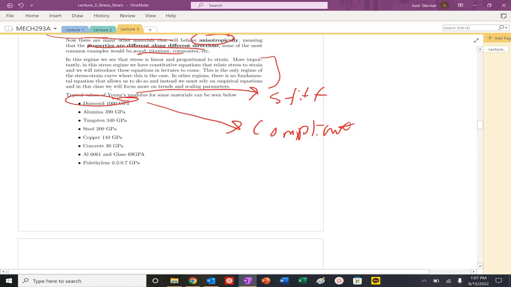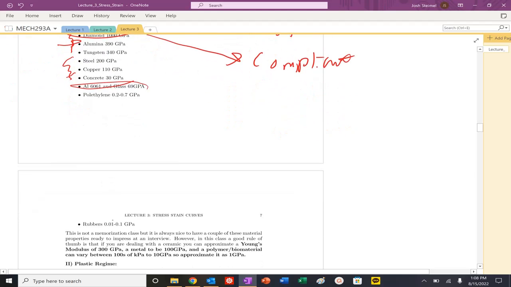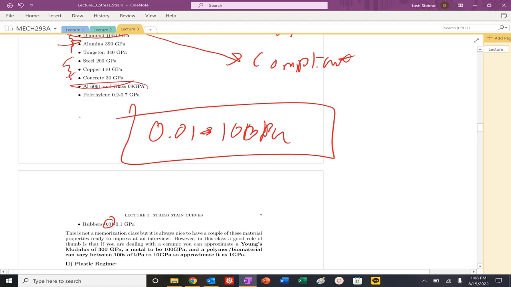So you see diamond has a very high, gigapascal Young's modulus, alumina. These are all kind of ceramic materials, except for diamond. So around 300 gigapascals. Metals, you're going to be looking at hundreds of gigapascals, 69 gigapascals, and then polymers are going to be a little bit less. They can vary quite a bit, as you can see, from 0.01 to, I'd say, could get to about 10 GPa. So quite a large variety, and orders of magnitude shift.